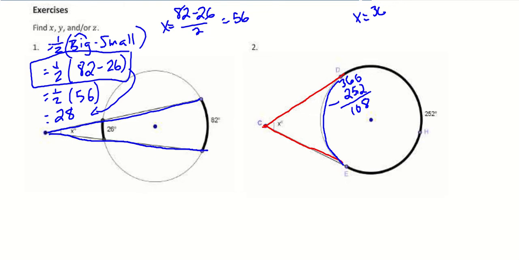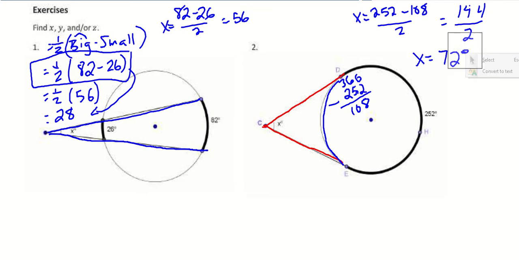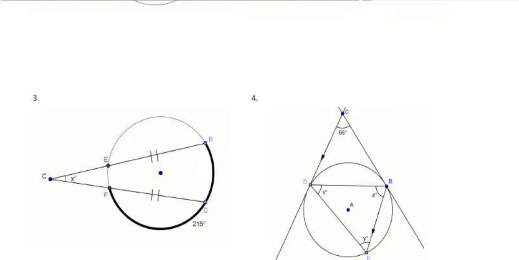All right, and then we're going to do x is equal to, not 360, bigger minus smaller, guys. So 252 minus 108, and then divided by 2. All right, and so we can go ahead and subtract. So we'll borrow. That should be 144 divided by 2, and so x is equal to 72 degrees. All right, always terrible at the degree measure on this. Okay, so that's 1 and 2.